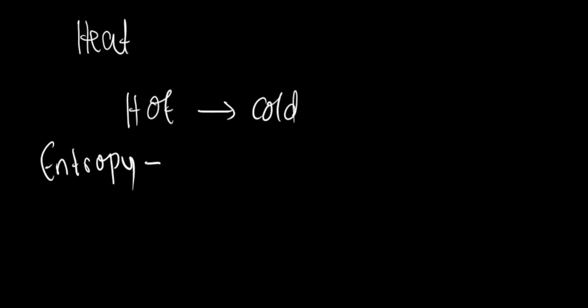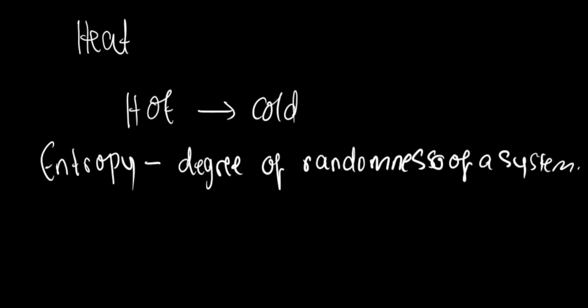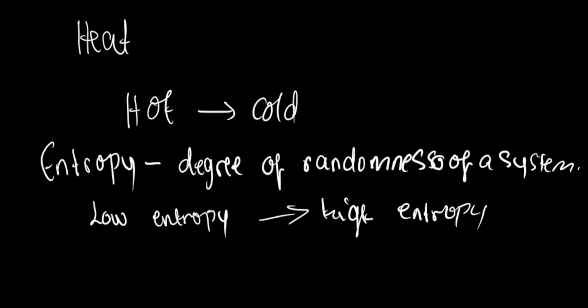And entropy is simply the degree of randomness of a system. Now, how exactly does entropy affect the spontaneity of a reaction? As we would go on to see, a system would generally move from low entropy to high entropy. Okay, so a system would generally move from a lower randomness to a higher randomness.